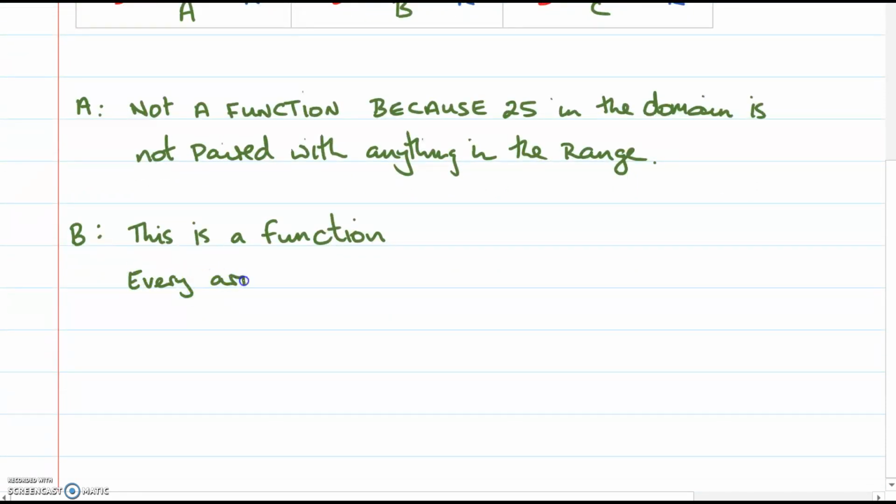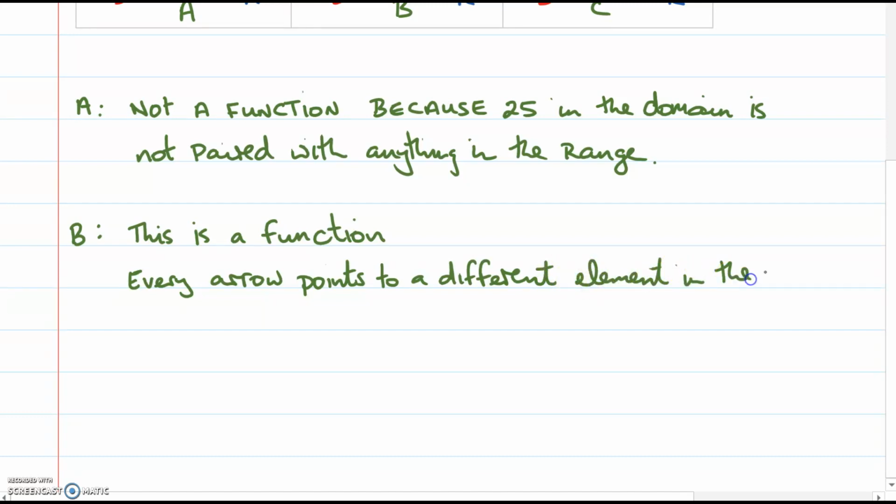Every arrow points to a different element in the range, and that means this function is one-to-one.